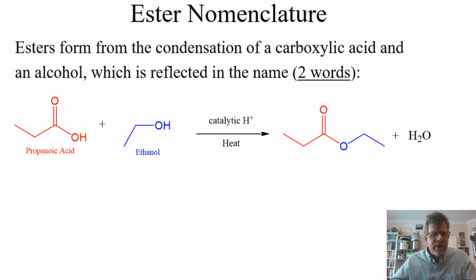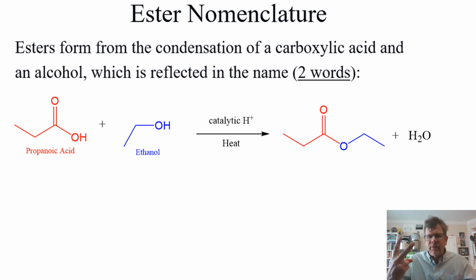Since esters form from the condensation of both a carboxylic acid and an alcohol, an ester name is always two words, one of which reflects the alcohol portion and one of which reflects the carboxylic acid portion of that ester, which is ultimately being made. So here is an ester condensation reaction from a carboxylic acid and an alcohol, and I have labeled the names of the carboxylic acid and the alcohol.